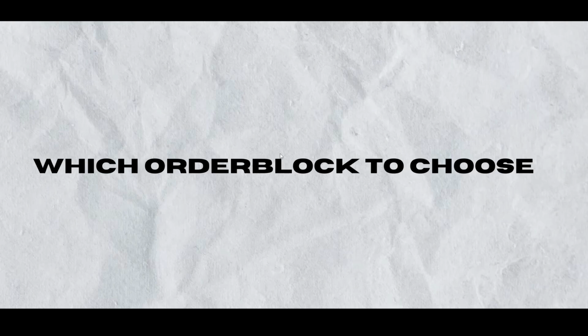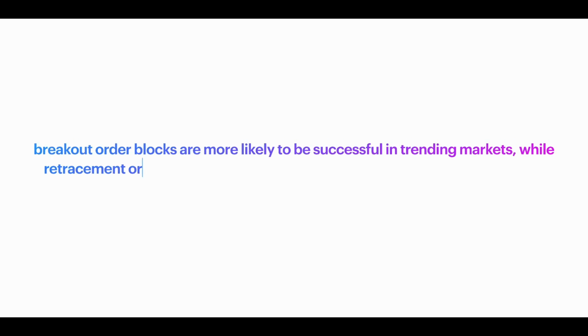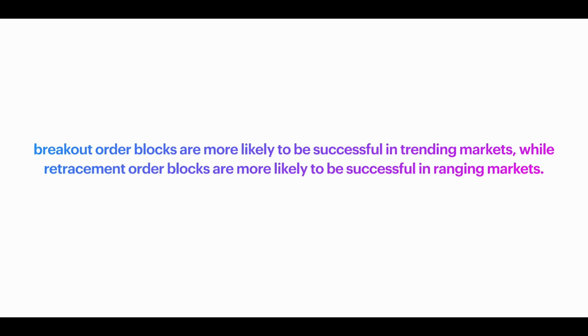So in this video we will talk about which order block to choose. There are different kinds of order block because the market is constantly changing and evolving. The type of order block that is most likely to be successful will depend on the current market condition. For example, a breakout order block is more likely to be successful in trending markets, while retracement order blocks are more likely to be successful in ranging markets.